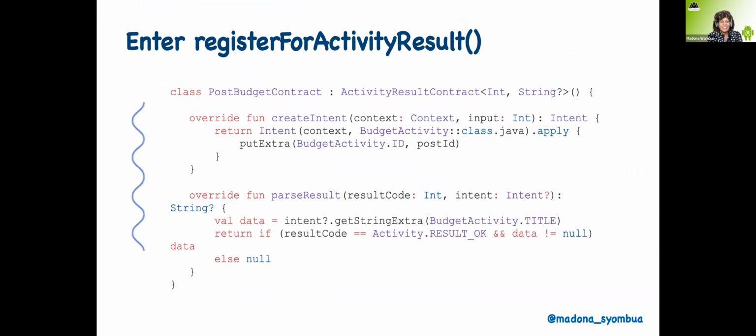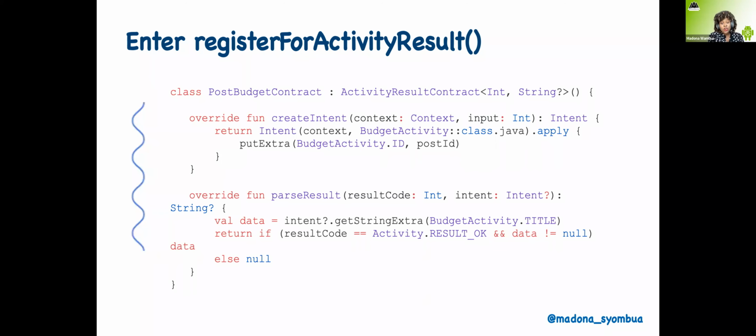Bam, there it is. Enter ActivityResultContract. As you can see, I have this particular class called PostBudgetContract, an ActivityResultContract, which has an integer and a string. And as you see, we override createIntent. And you see what I put as extras, which is the Budgeting Buddy ID and my post ID. And I do also override parseResult.